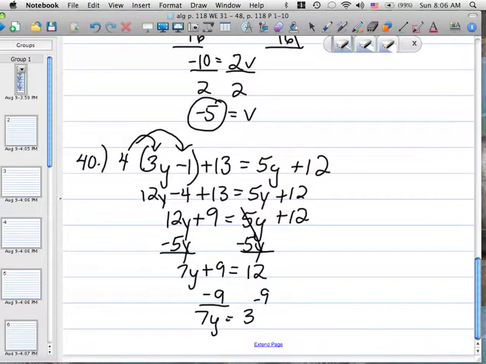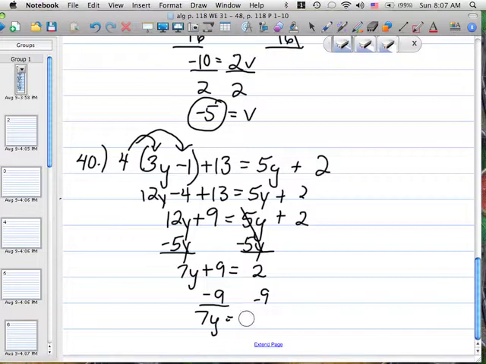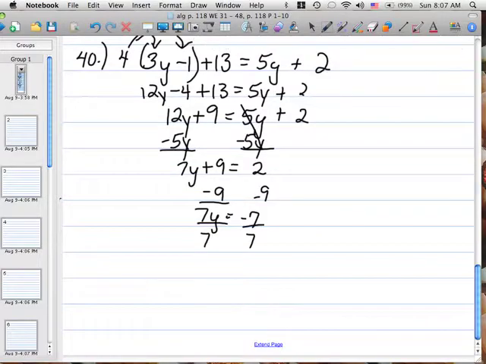Whoops, I made a mistake back here. This was 5y plus 2. So 2 minus 9 is going to be a negative 7. And then divide both sides by 7. And I get y equals negative 1.